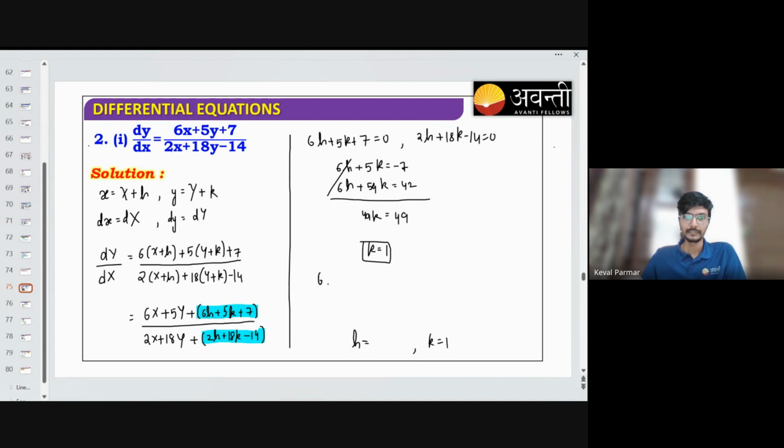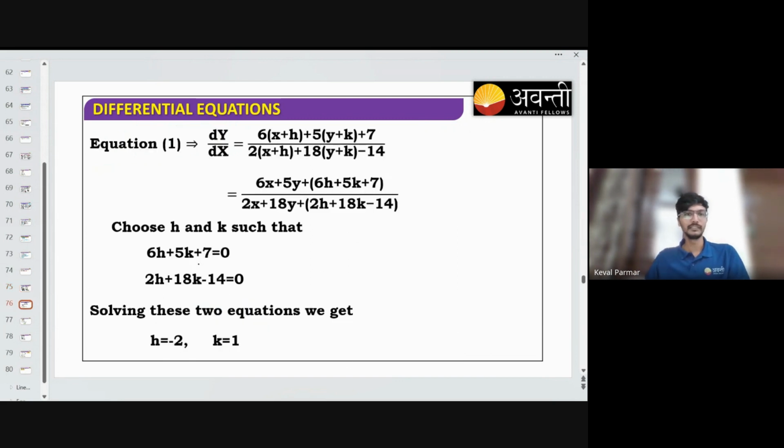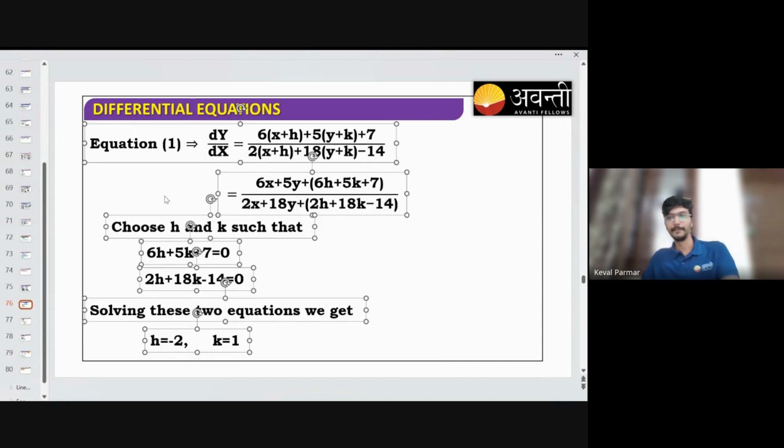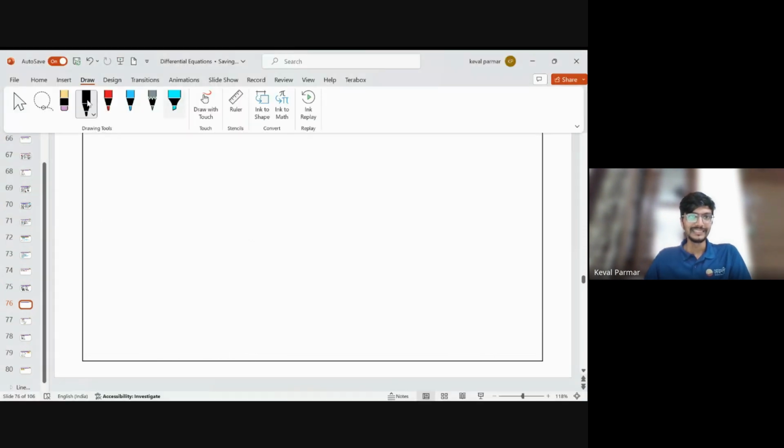Now substitute here. So I'll get 6h plus 5 plus 7 equals 0. So 6h equals minus 12. H is minus 2. Very good. So h is minus 2, k is 1. I have made this here to just cross check our answers. H is minus 2, k is 1.